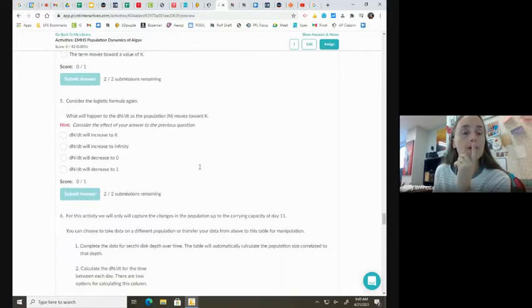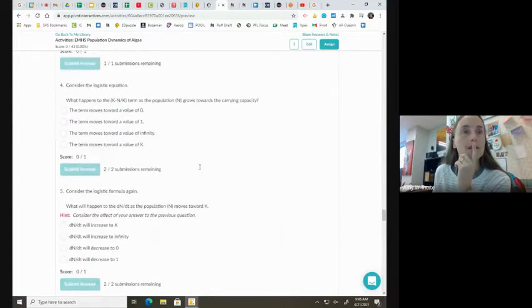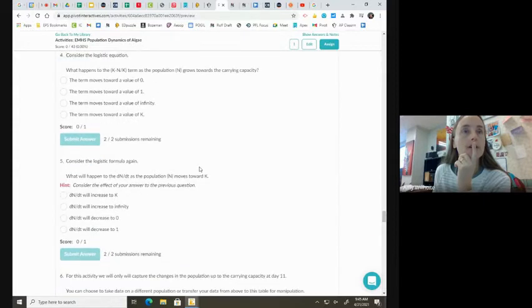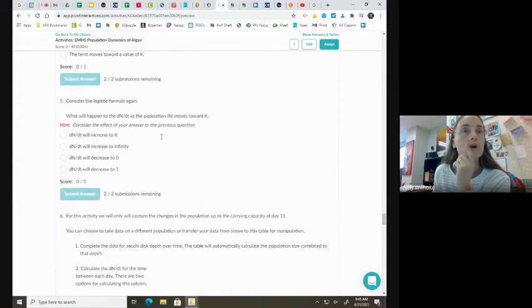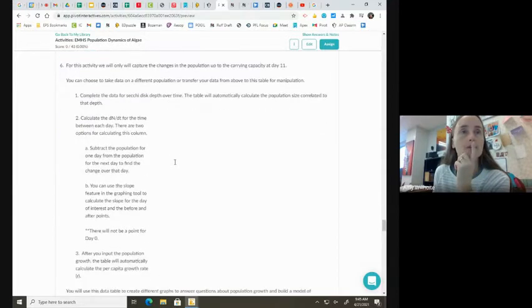So let's see, where was I? Okay, still in the logistic formula. What will happen to the dN/dt? So what will happen to the growth rate as the population N moves towards K? It's going to decrease to 0. Same question. I don't know what was up with that.